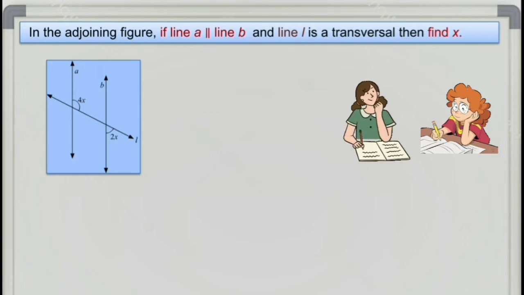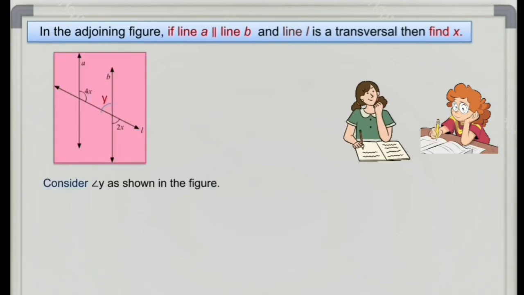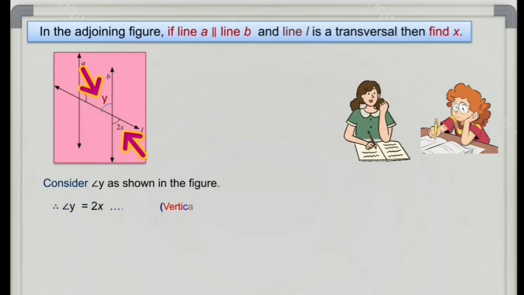In the adjoining figure, line A and line B are parallel and line L is transversal. Find x. Consider angle y as shown in the figure. Angle y and angle 2x are vertically opposite angles, and we know that vertically opposite angles are congruent. Therefore, y equals 2x.